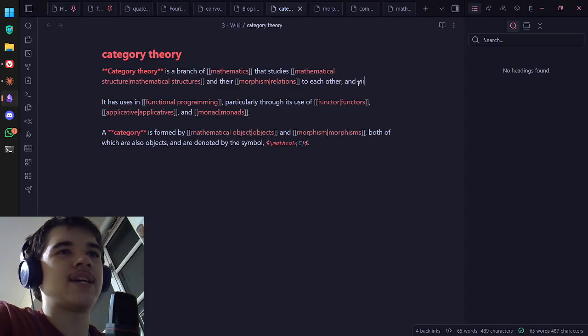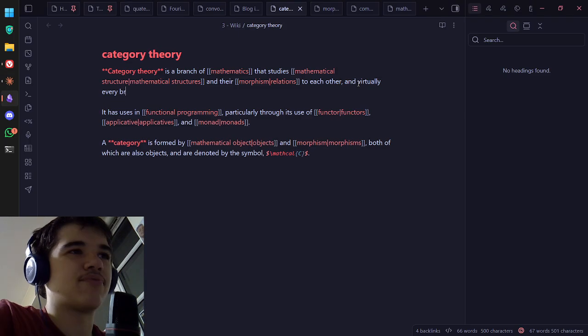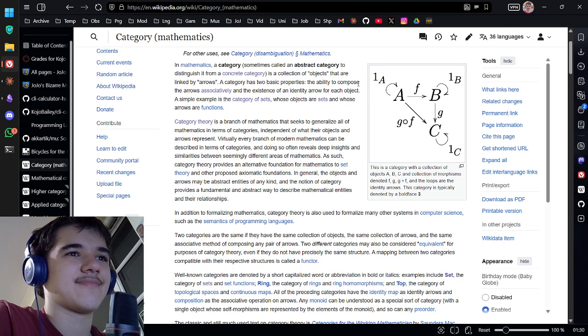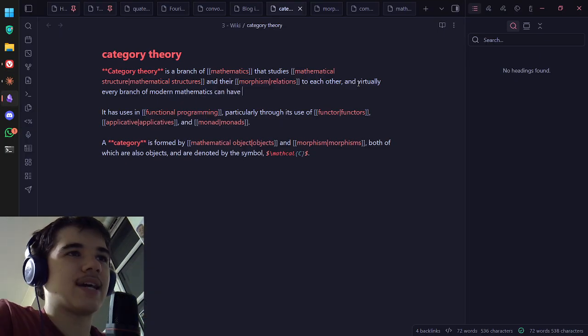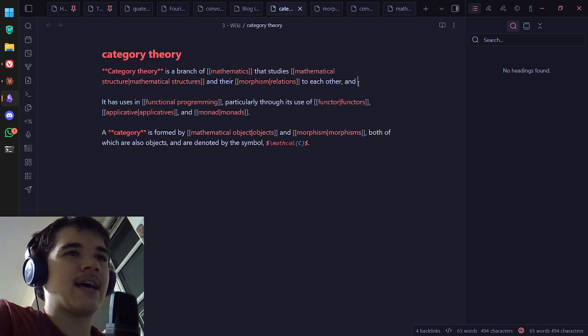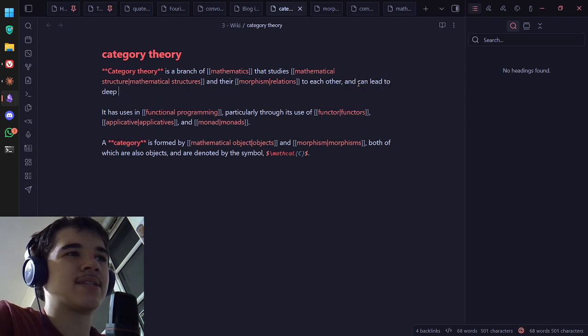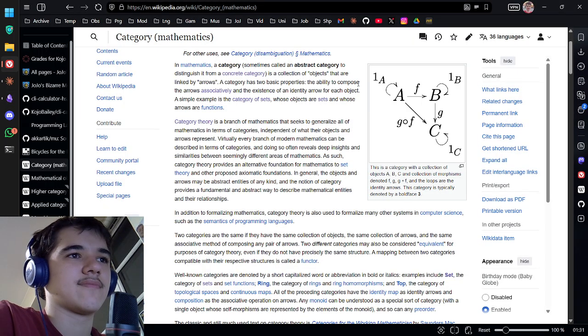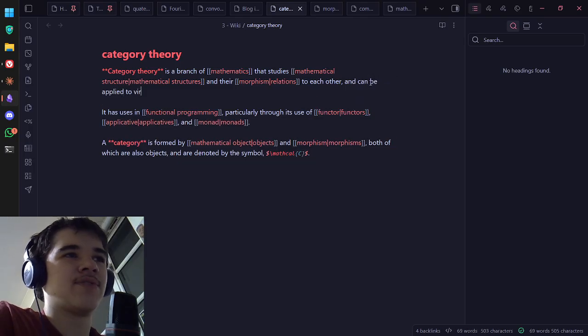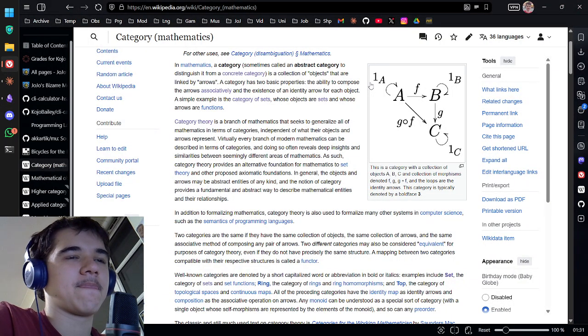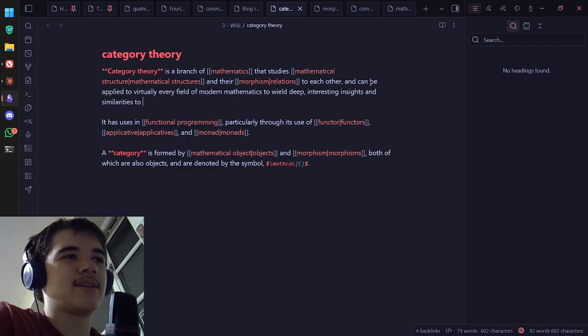And virtually every branch of modern mathematics can be applied to yield deep, interesting insights and similarities to otherwise seemingly different areas. And that's the cool thing.